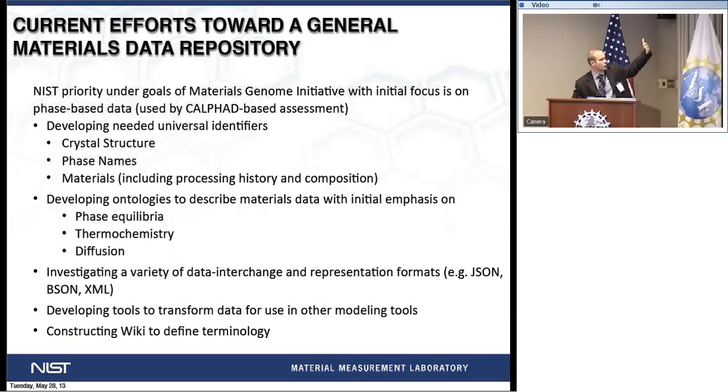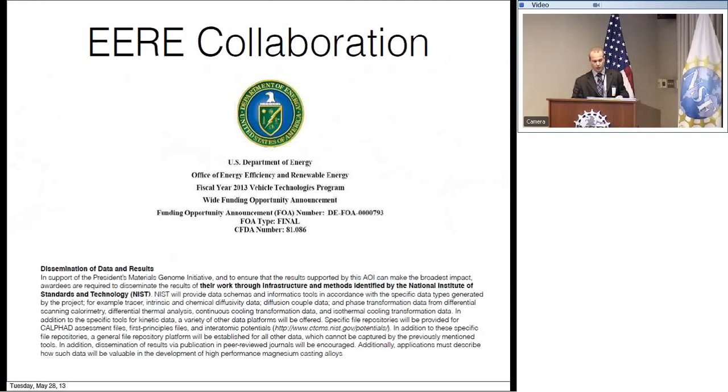And as we work through this, we're trying to work on some of the metadata issues, developing universal identifiers, the crystal structure, phase names, developing ontologies for the phase equilibrium of the thermochemistry, diffusion, and then, of course, some more technical issues around data interchange formats, tools for transformation of data, and of course, collaboration tools, that could be key.